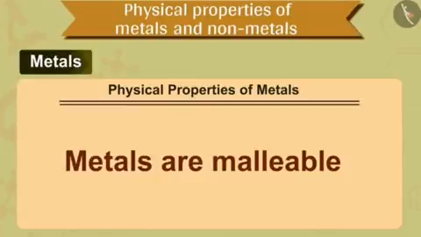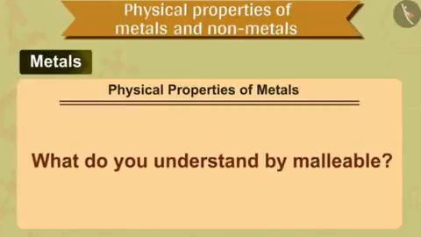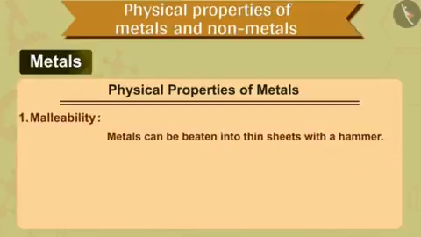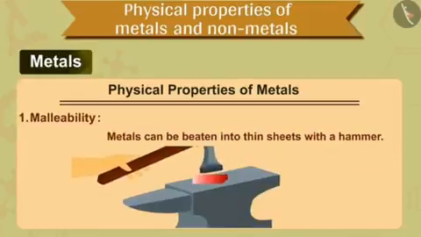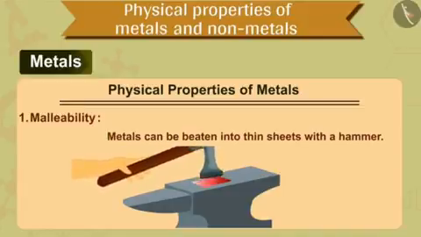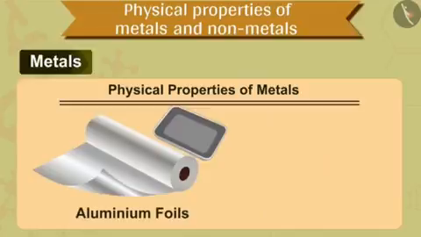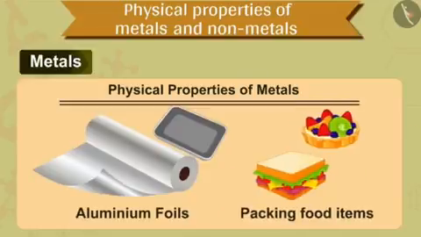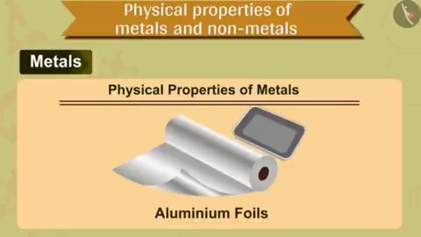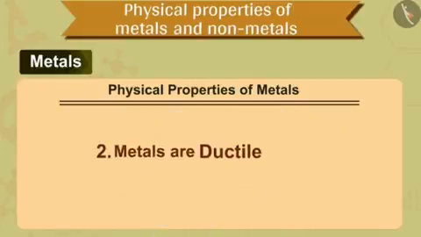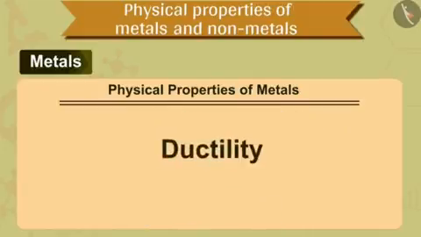So children, what do you understand by malleable? It means that metals can be beaten into thin sheets with a hammer without breaking it. Gold and silver are the best malleable metals. Aluminium foils are used for packing food items because aluminium is malleable and can be converted in form of thin sheets.